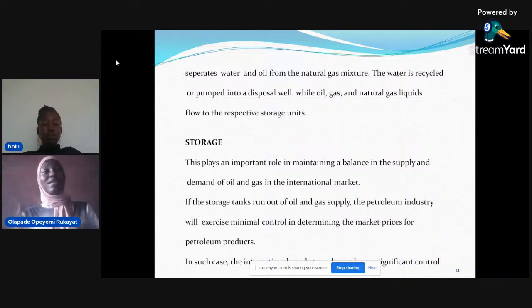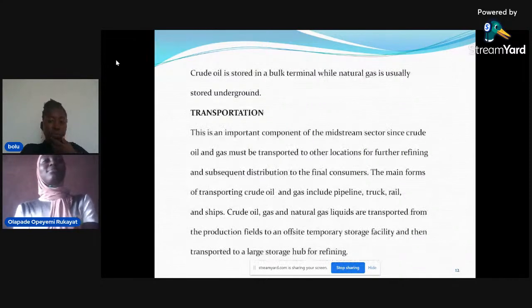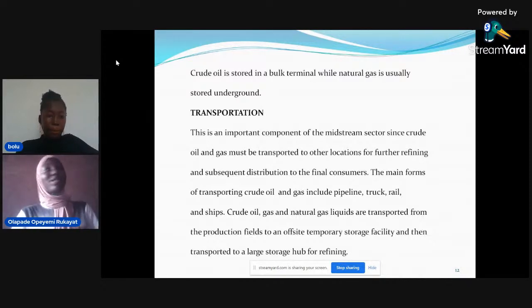Do you understand? It's just like our economics. So the higher the supply, there'll be a decrease in the price, and the lower the supply, an increase in price. The higher the demand, the higher the price, and the lower the demand, the lower the price. Just like economics. So crude oil is stored in a bulk terminal, while the natural gas is usually stored on the ground. For transportation, this is a very important component of the midstream sector because the crude oil or the gas needs to be transported to other locations.